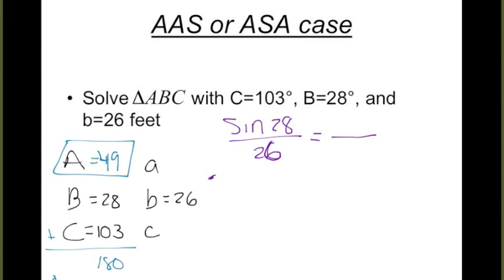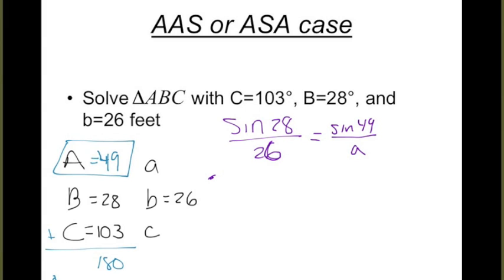Then for our second fraction, we're going to use another piece of information. It does not matter whether we solve for A or C first, because we're going to have to do them both. So I'll just go alphabetically and solve for A. So I'm going to say sine of 49 over little a. In each fraction, we should be matching a letter. In the first fraction, I used both parts of letter B. And in the second one, I'm using both parts of letter A. But I don't know little a, so that's the variable in the problem.